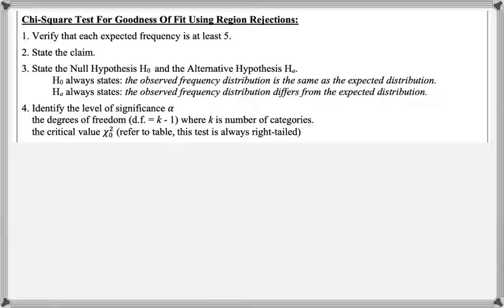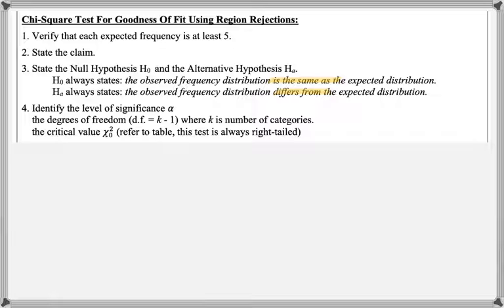So this is a hypothesis test, which means we can use rejection regions or p-values. Using rejection regions, we first have to verify that each expected frequency is at least 5. Then state the claim. Now, the null hypothesis and alternative hypothesis always say the same thing. The null hypothesis always says the observed frequency distribution is the same as the expected distribution. And the alternative hypothesis always states the observed frequency distribution differs from the expected distribution.